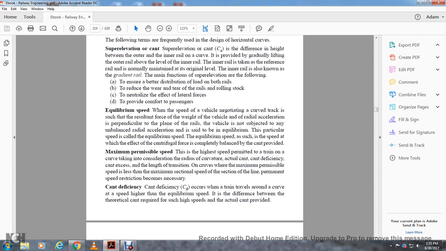Maximum permissible speed is the highest speed permitted for a train on a curve, taking into consideration the radius of the curve, the actual cant, the cant deficiency, cant excess, and the length of the transition curve. If the maximum permissible speed is less than the maximum sectional speed of the section, a permanent speed restriction becomes necessary.